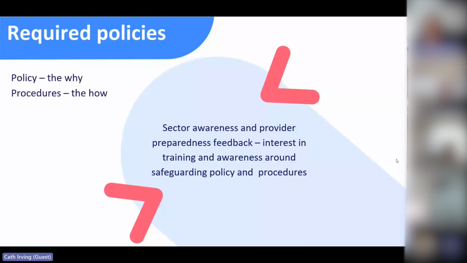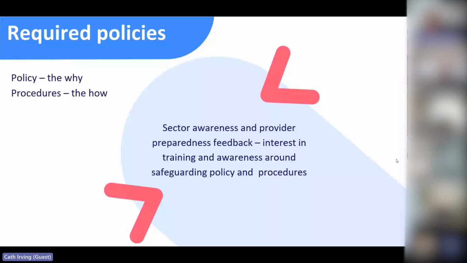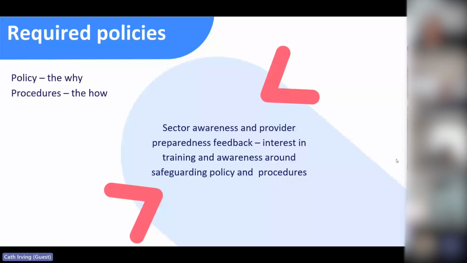Feedback from the Sector Awareness and Provider Preparedness Programme Sector Intelligence Baseline Survey demonstrated that providers were interested in further training around the safeguarding policies and procedures, and these are the 4 policies that are required under that protection standard. And we've also included the statement of purpose. It's a key document, it's overarching and it's really comprehensive, and it sets out what your service offers, and it acts as a reference point for local authorities and young people and other relevant organisations.